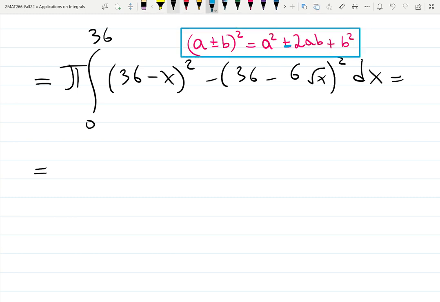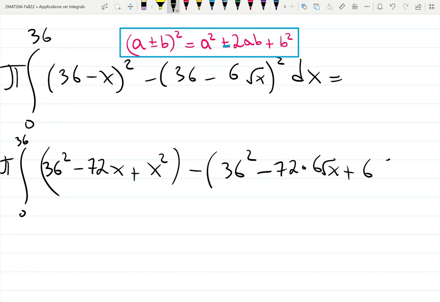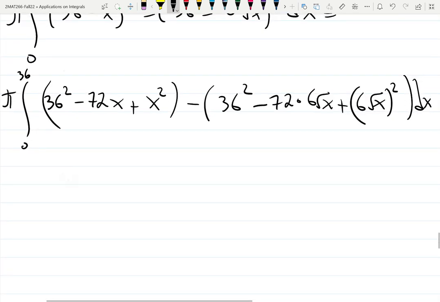Nice. So we're going to have pi integral 0, 36, 36 squared minus twice 36, that is 72 square root of x, plus x squared, that's the first term, minus, open parenthesis, 36 squared. You see how smart I did not calculate 36 squared? It will cancel out anyways. Minus 72 times 6 squared of x, plus square of 6 squared of x, dx, blah, blah, blah, cancel out.